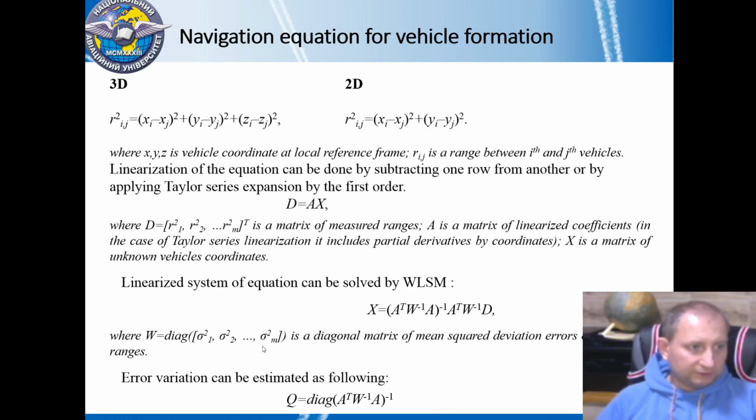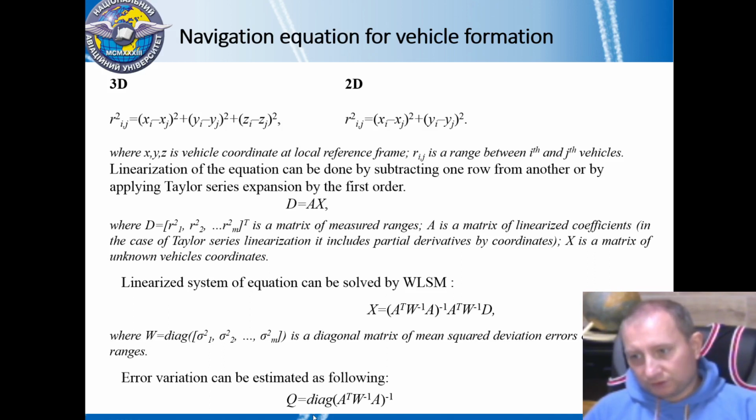As a result, we get coordinates of our vehicles x, y, and z if it is three-dimensional space, and also we can quite easily estimate errors of positioning in horizontal, in vertical, and in three-dimensional space.